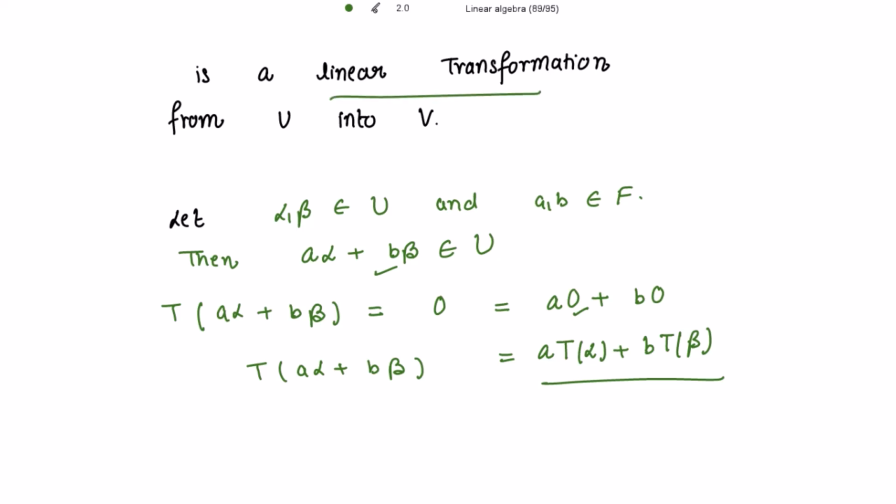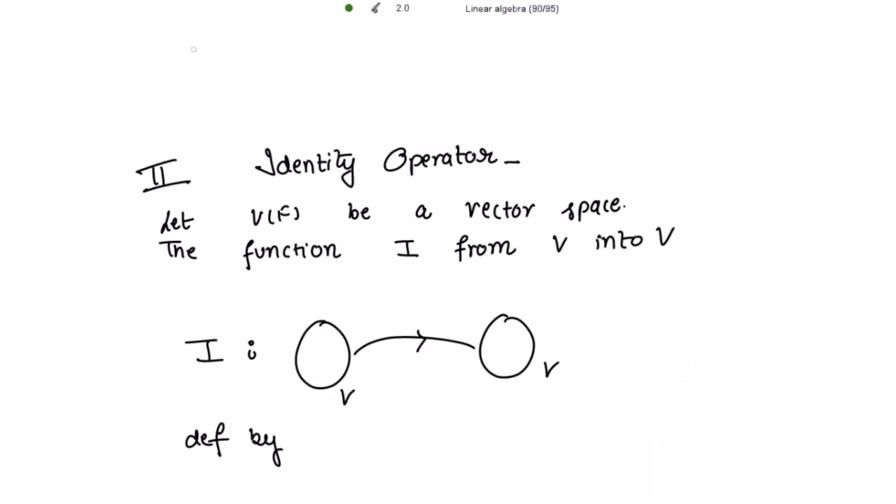So we have shown that T is a linear transformation from U into V, and it is called the zero transformation. This zero transformation is denoted by the vector 0 or 0 cap, right?